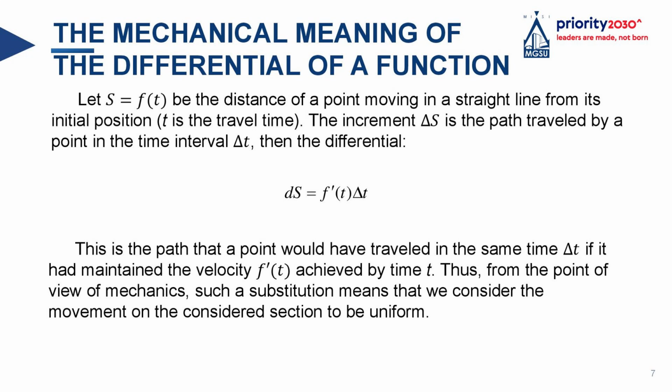This is the path that a point would have traveled in the same time delta t, if it had maintained the velocity f prime of t achieved by time t. For an infinitesimal delta t, the imaginary path ds differs from the true delta s by an infinitesimal of higher order relative to delta t. If the velocity is not 0 at time t, then ds gives the approximate value of the small displacement of the point. Thus, from the point of view of mechanics, such a substitution means that we consider the movement on the considered section to be uniform.